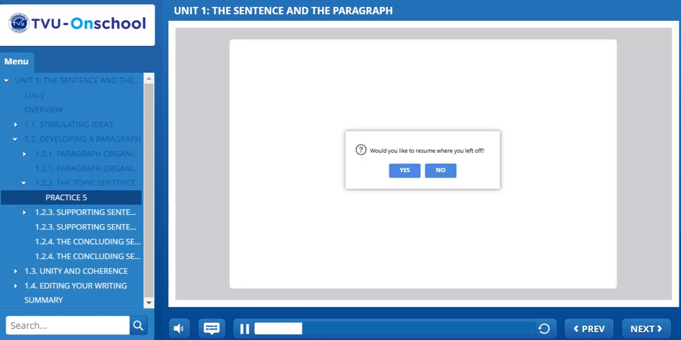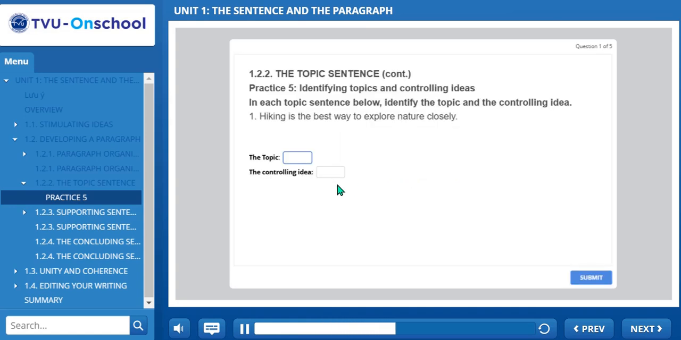To help you have a better understanding of the topic and controlling idea, let's complete this practice. In this exercise, you need to identify topics and controlling ideas.